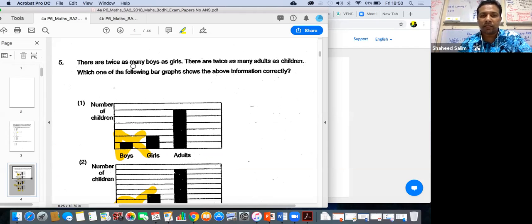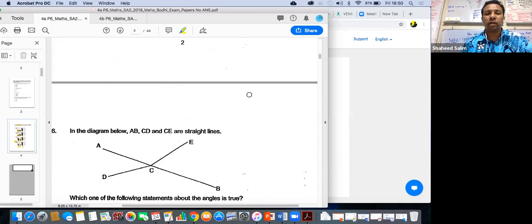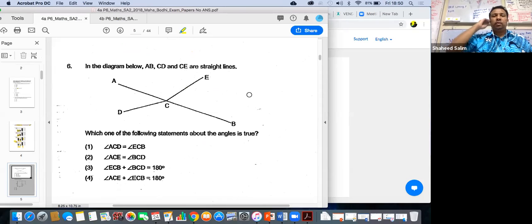So you got to read the sentence carefully. You got to see this one. This is children, not boys or girls. So be careful. All right, we'll move on to the next one now. AB, straight line. CD, CE, straight line. But this is not a straight line. It's a bengkok line.